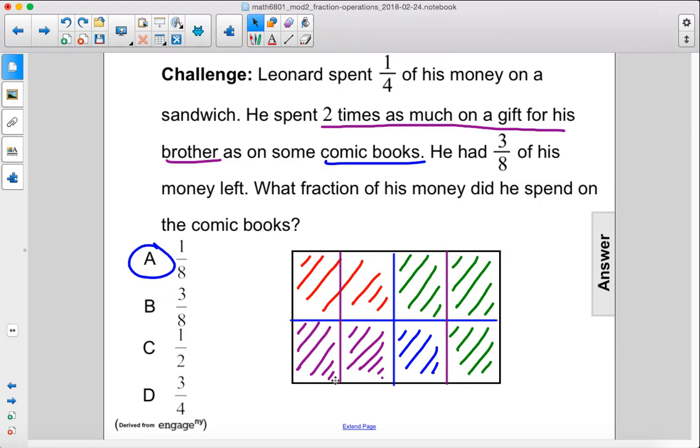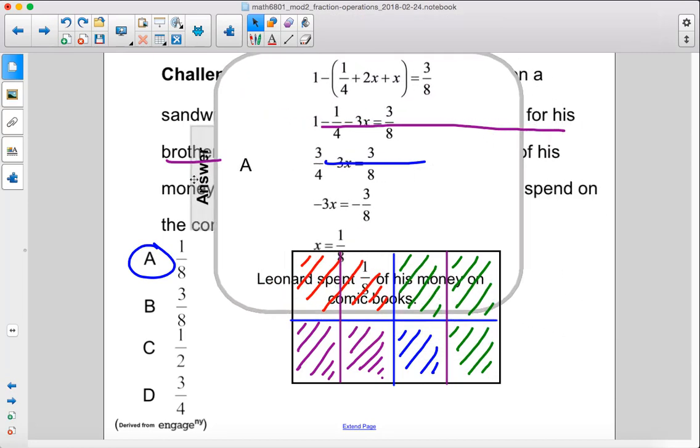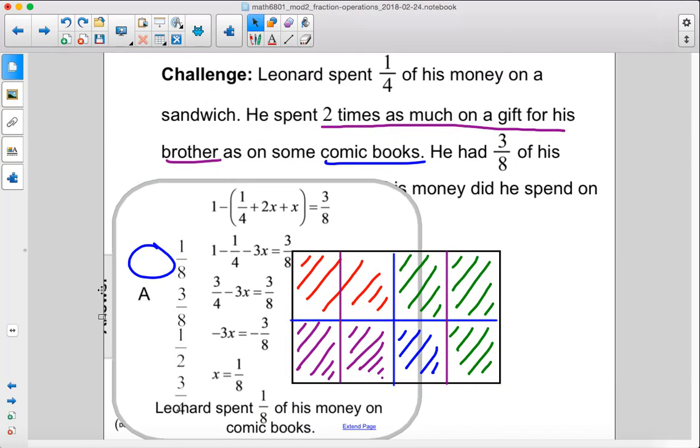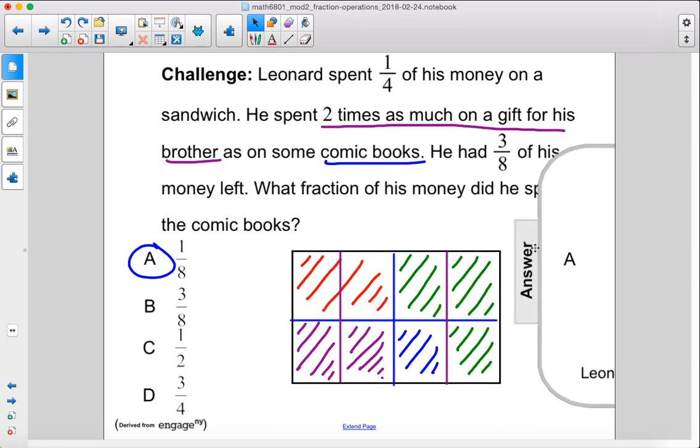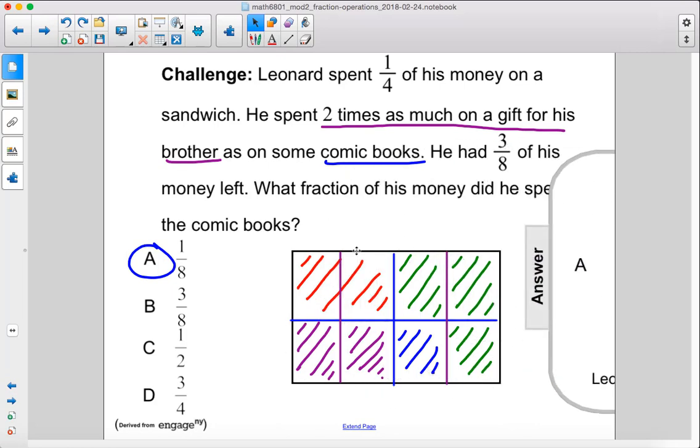Now, that was a completely visual explanation of the answer, but here is the mathematical answer. You can say that he had all of his money, and then he spent 1/4 of it, 2 times x, which is what he spent on the gift, plus x, what he spent on the comic books, and that equaled 3/8, which was what was left. Then you just solve for x, and you get 1/8. But that requires some algebra, and this is another visual way that you can solve the problem.